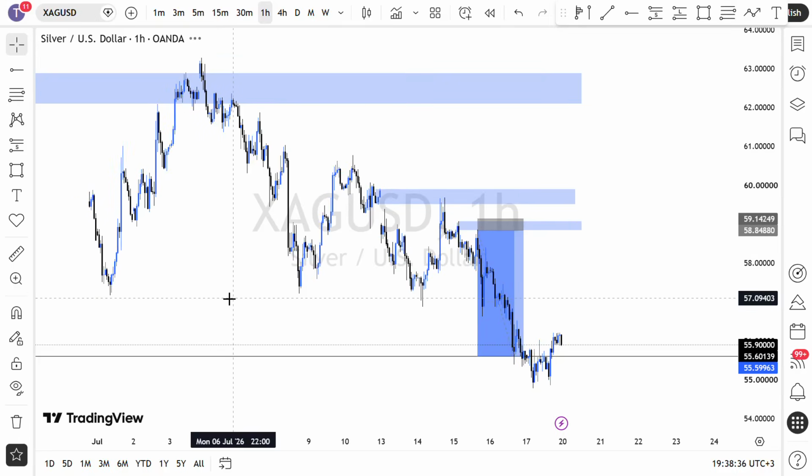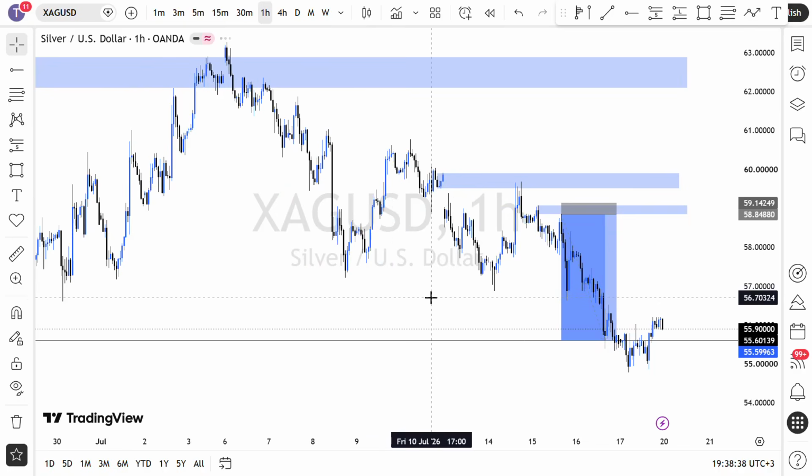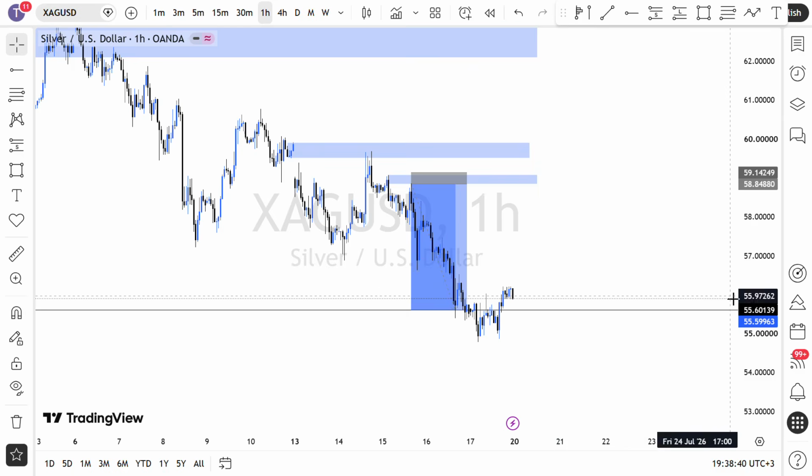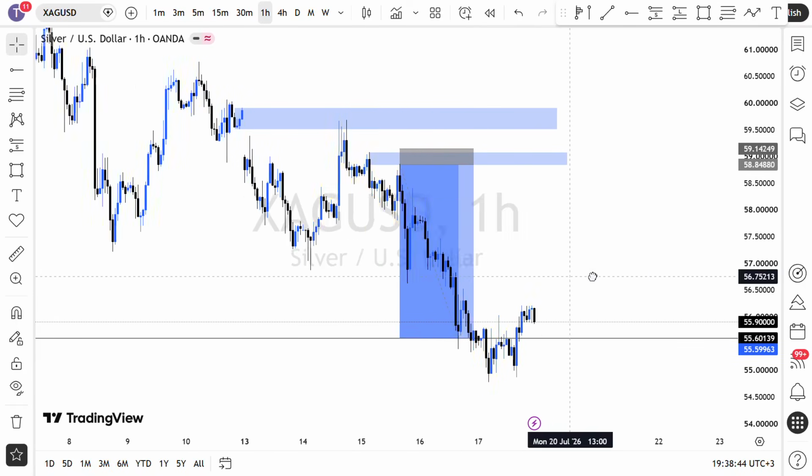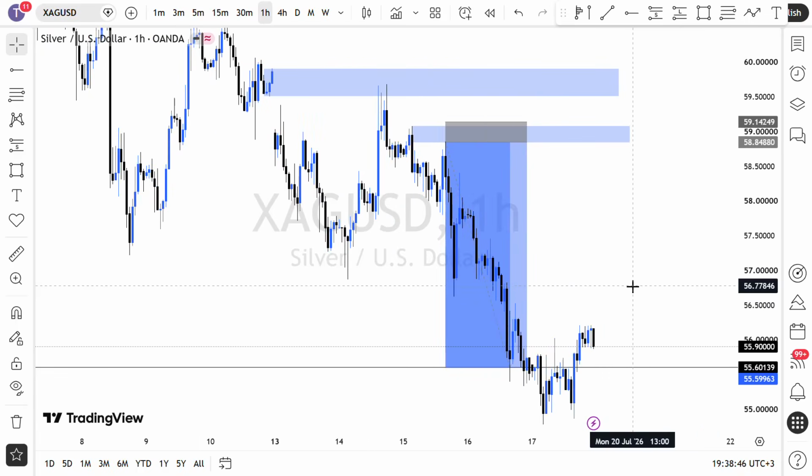So I also have silver as my next pair. This pair also moves the same way as gold moves. We also had a very beautiful analysis on silver.